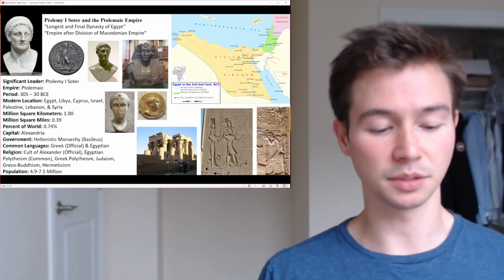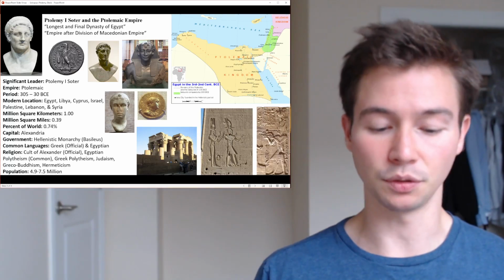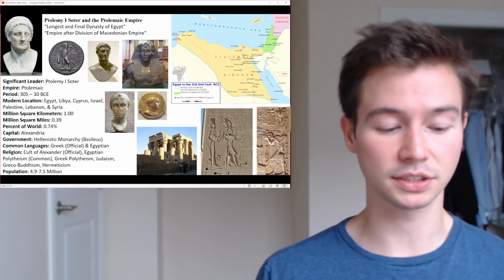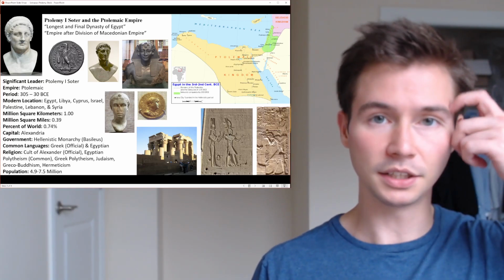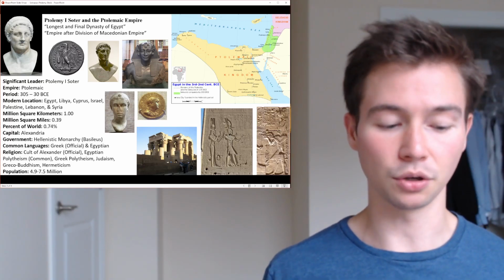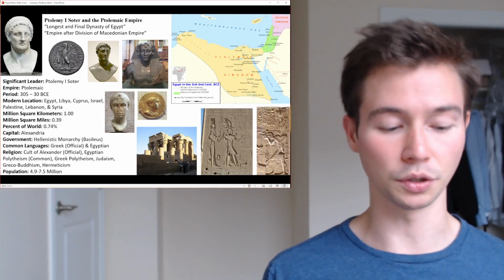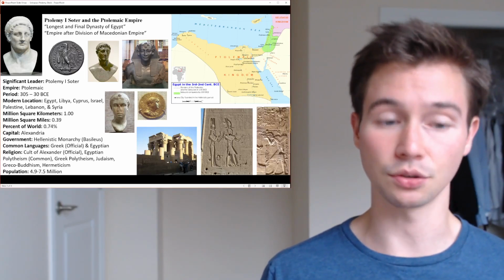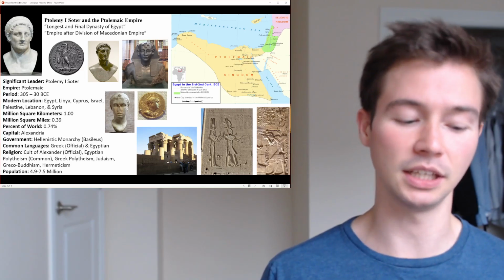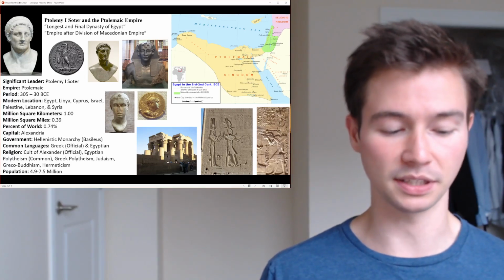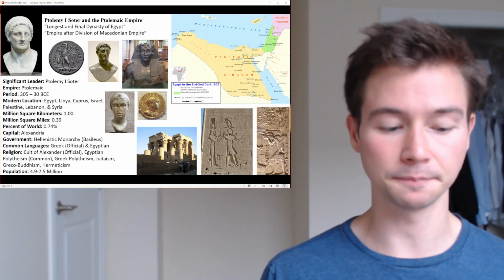Thus, the Ptolemaic kingdom's history is a testament to the enduring influence of Alexander the Great and the complex interplay of cultures in the Hellenistic world. So for now, a more detailed biography of Ptolemy I Soter. His birth was approximately 367 BCE, and his death in approximately 283 BCE.